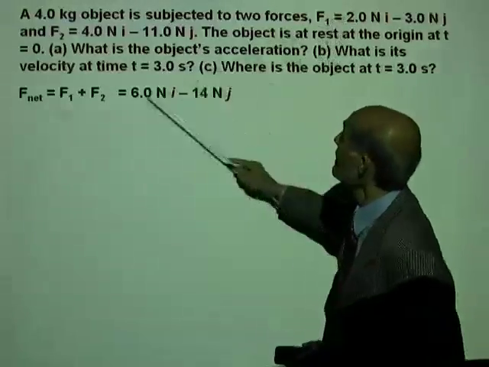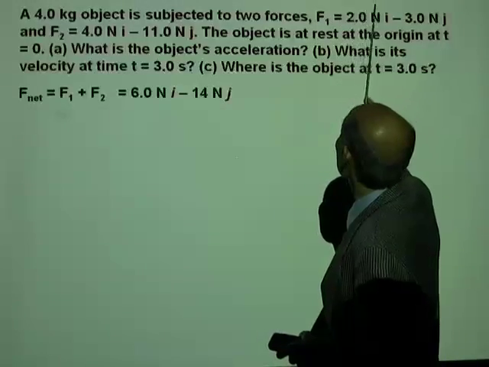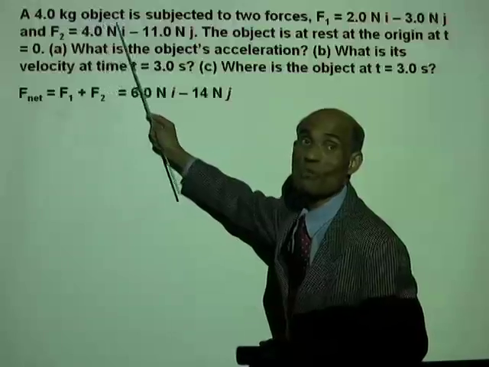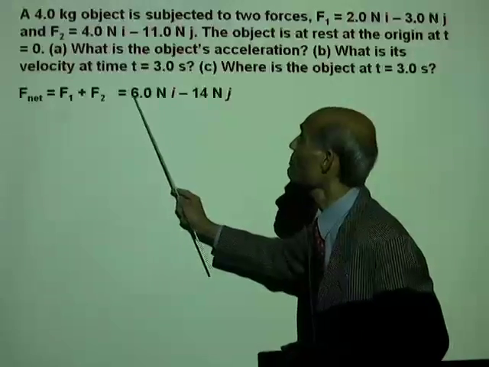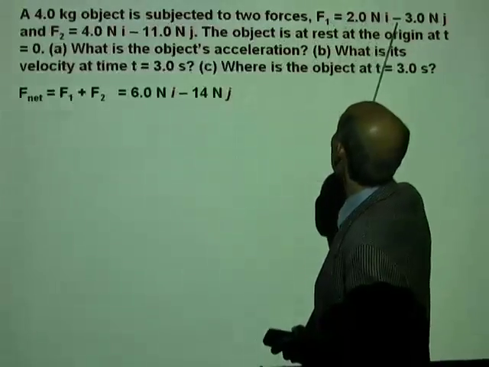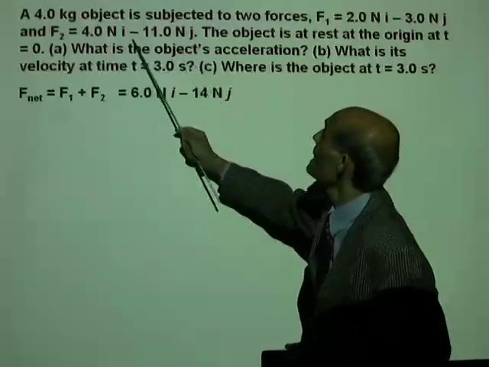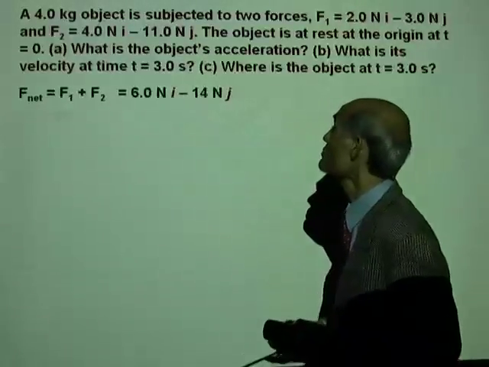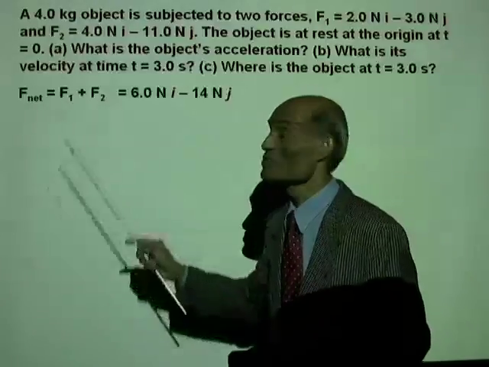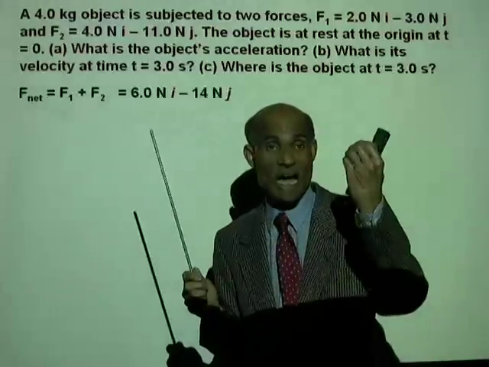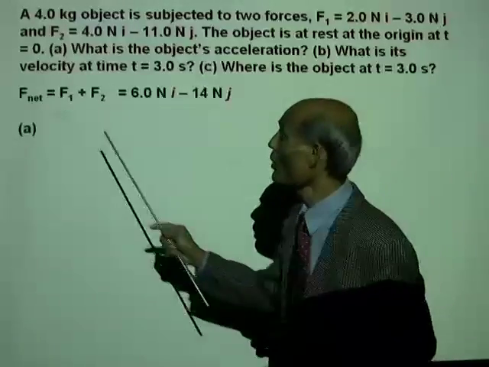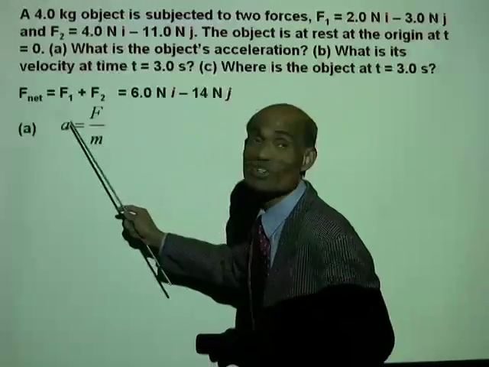That will be F1 plus F2, the x components will be 2 Newton i plus 4 Newton i, that will be 6 Newton i, minus 3 Newton j, minus 11 Newton j is minus 14 Newton j. So that is the net force. Add the x components, add the y components. Therefore, what is the acceleration?